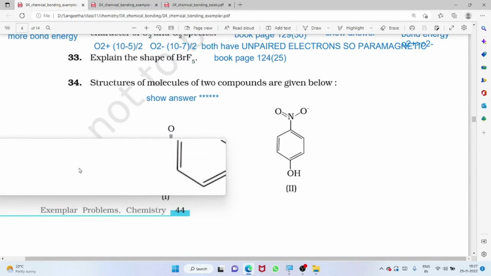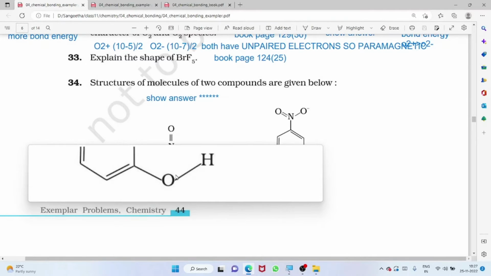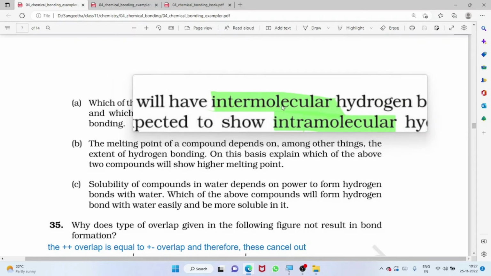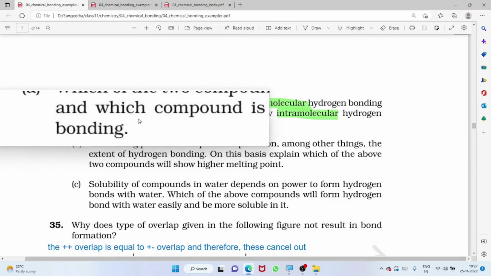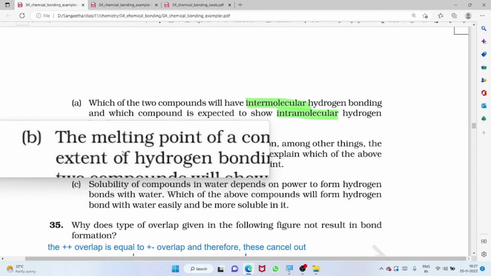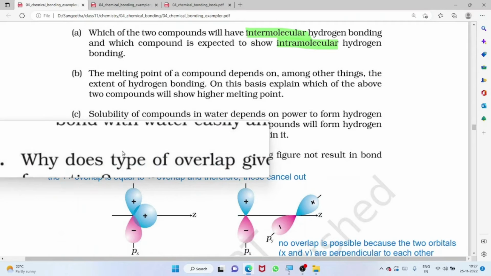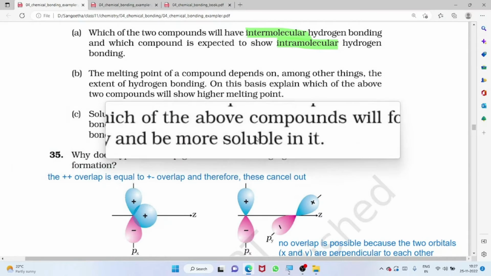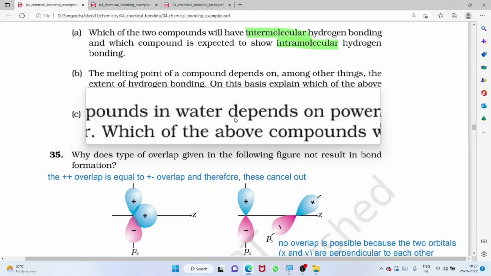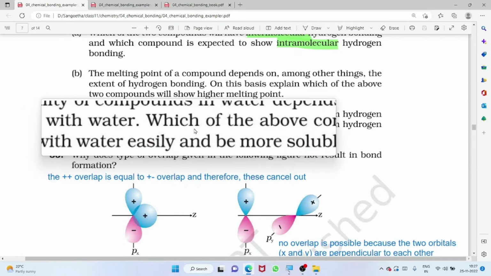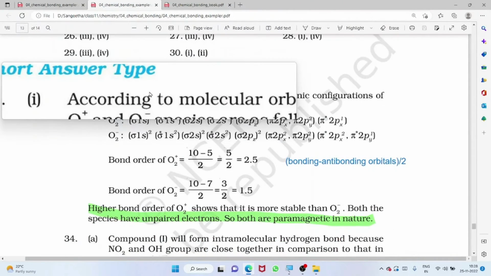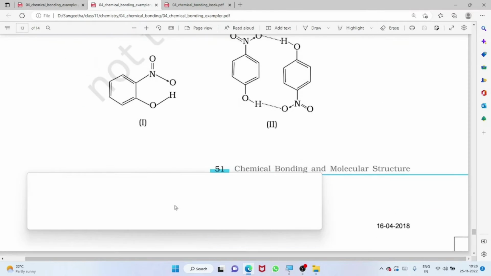34. The structures of the molecules of two compounds are given below. This structure and this structure. They are asking which of the two compounds will have intermolecular hydrogen bonding between the molecules, and which compound is expected to show intramolecular hydrogen bonding within the molecule. The melting point depends, among other things, on the extent of hydrogen bonding. On this basis, explain which of the two compounds will show the higher melting point. Solubility in water depends on the ability to form hydrogen bonds with water. Which of the compounds will form them? From their answer, I will show you the detailed answer. This is the compound.